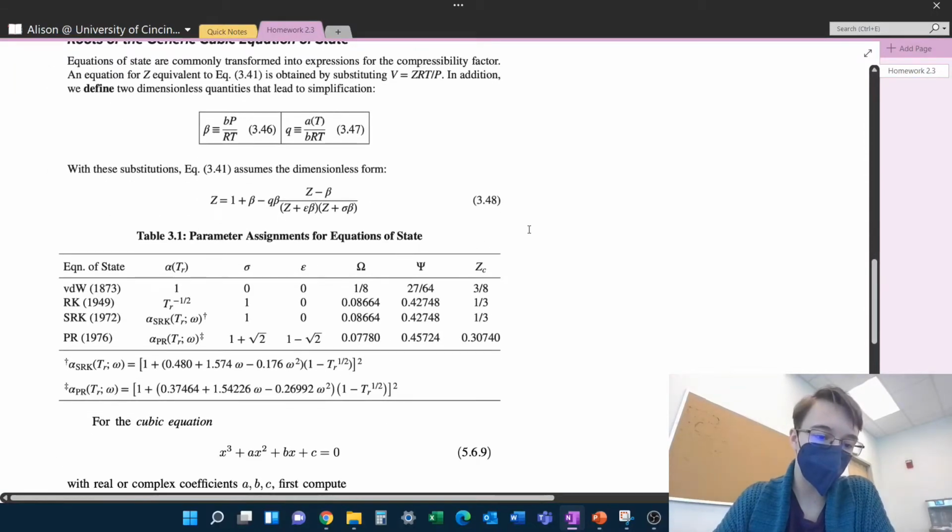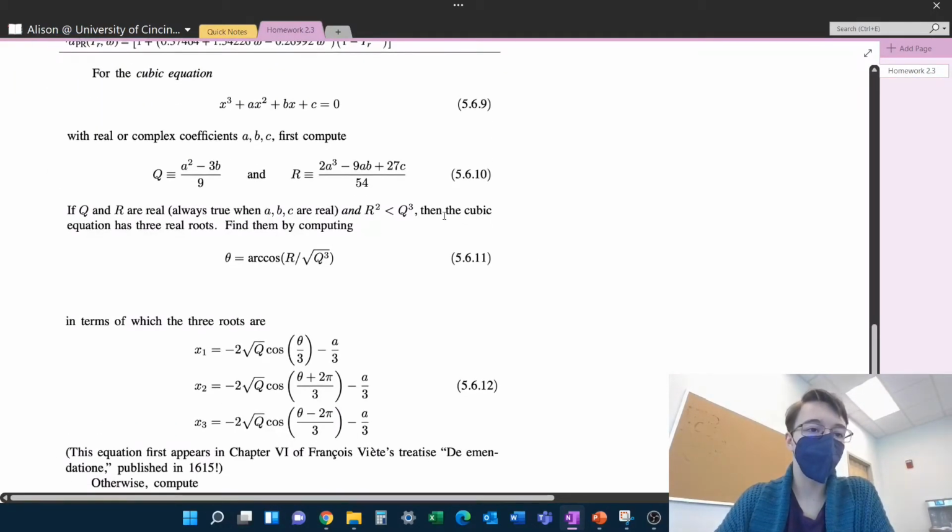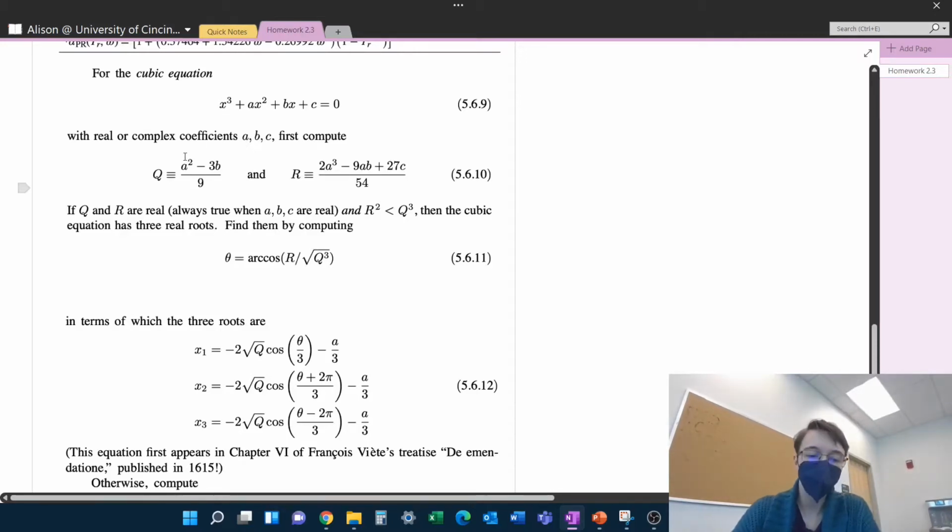If you scroll down to the bottom of this document, you can see that for the cubic equation in the form x cubed plus ax squared plus bx plus c is equal to 0, you can take these steps and find the roots. This is similar to the quadratic formula that you may have learned for ax squared plus bx plus c equals 0, and this is just for a cubic equation. So it's a very similar thing, just for cubic equations.